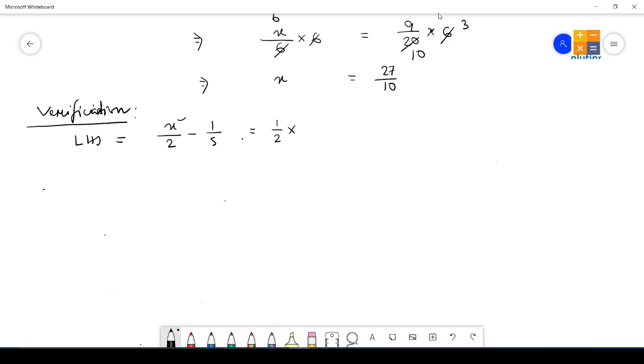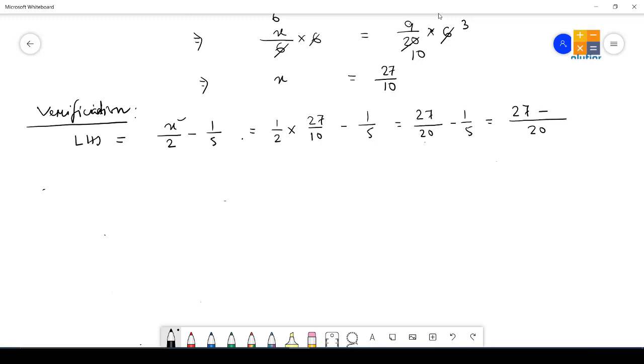In place of x I can put 27 by 10 minus 1 by 5. After this, what do I get? The first term becomes 27 by 20, while the other term remains as it is. After this, when we take the LCM of 20 and 5, the LCM is of course 20. The numerator of this first fraction will remain as it is because the denominator is itself the LCM.